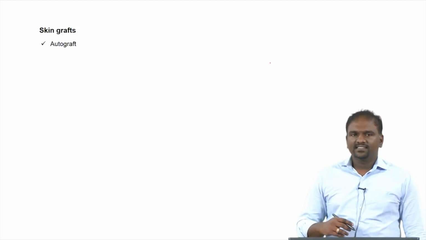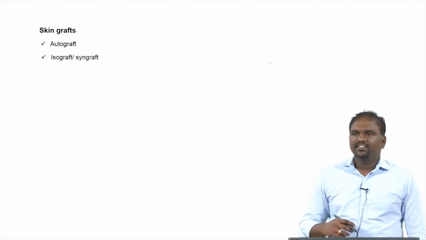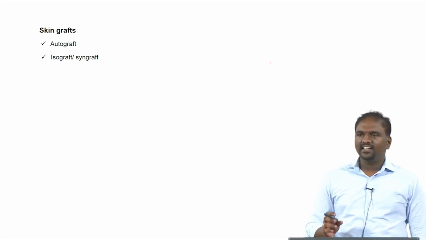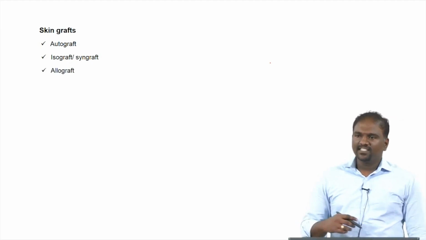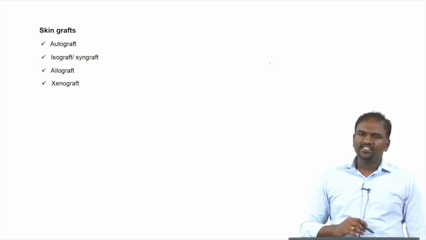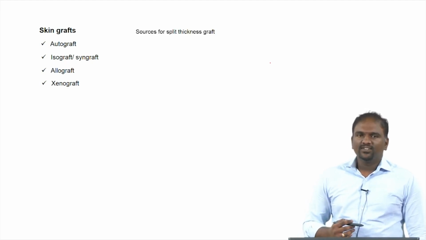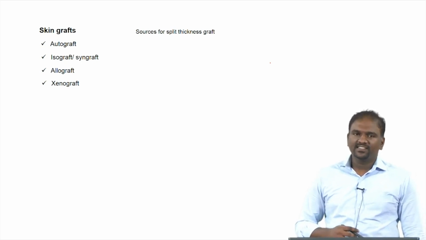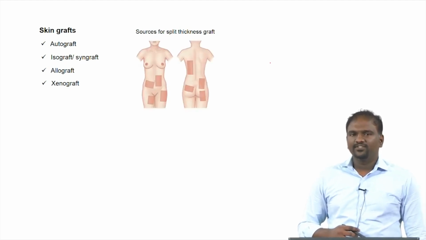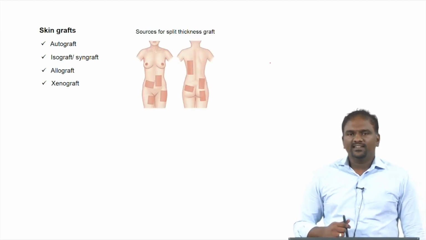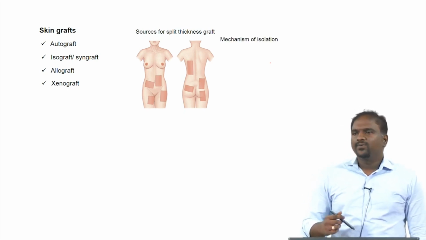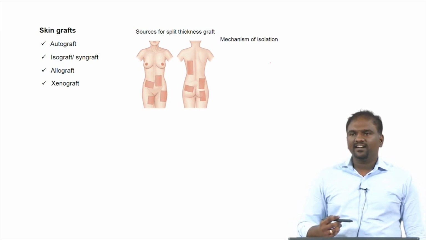Among skin grafts, we have the autograft. An autograft is from the patient's own sample: they take the tissue and place it. In an isograft, a genetically equivalent sample is taken. In a xenograft, the graft is transferred from one species to another. Among these, the autograft is advantageous for various reasons. The sources for a split thickness graft could be the stomach, thighs or buttocks.